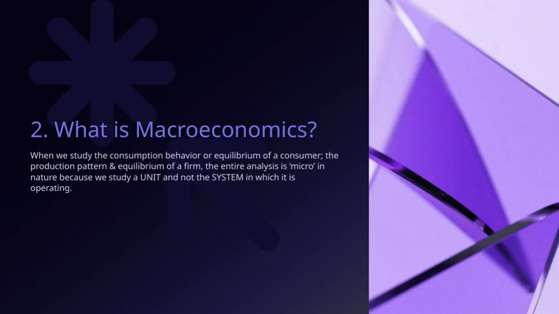When we study the consumption behavior or equilibrium of a consumer, or the production pattern and equilibrium of a firm, we're dealing with what we call microanalysis. This means we focus on individual units, like a single consumer or a single firm, and understand how they make decisions, how they behave, and how they reach equilibrium. It's all about zooming in on specific parts of the economy rather than the whole.